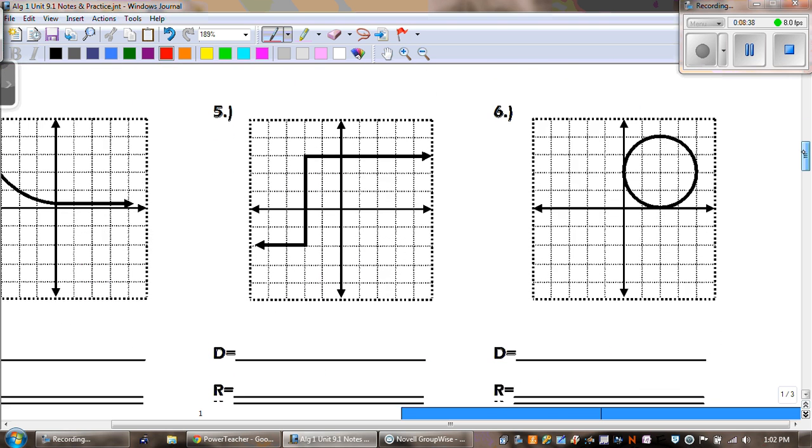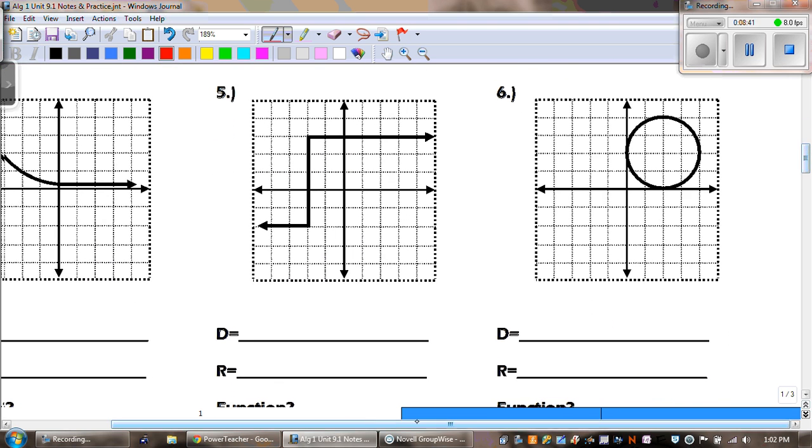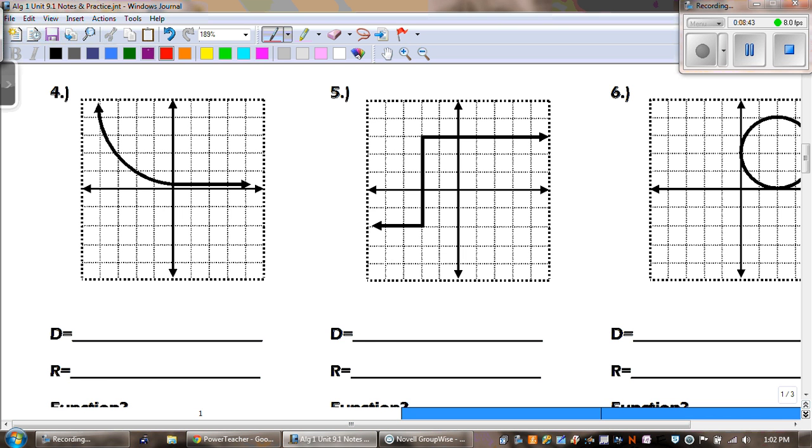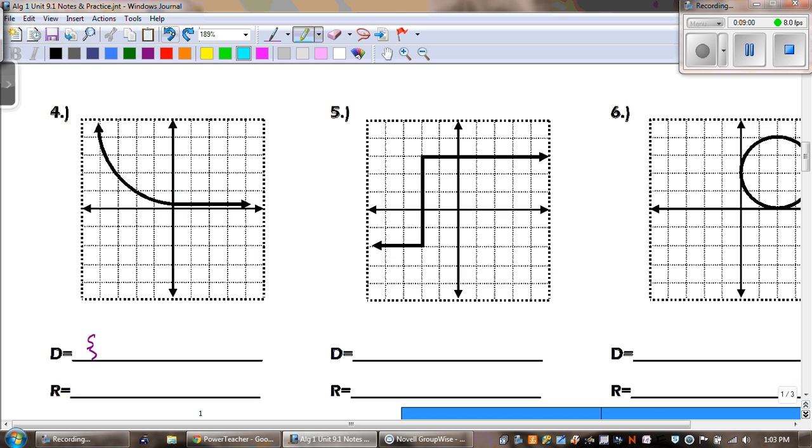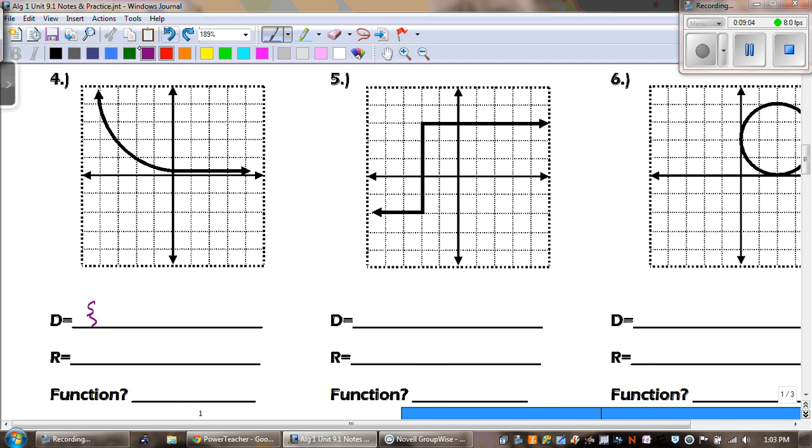Okay, let's look at number 4. So the domain is first. To the right, no ending. And to the left, even though it keeps going up, it's going to go up and out. Okay, which means that there's no beginning. So x would equal all real numbers.